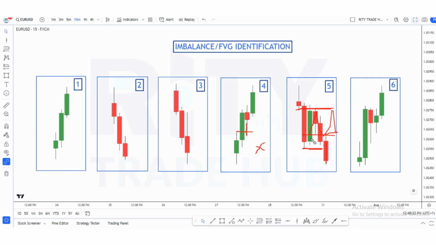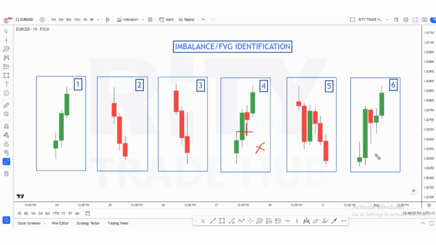Some persons, after looking at the chart, get confused and conclude that there is no imbalance sitting around here. So guys, with this example, you can clearly see that there is an imbalance sitting here. So always open your eyes to see clearly what the forex market is doing.